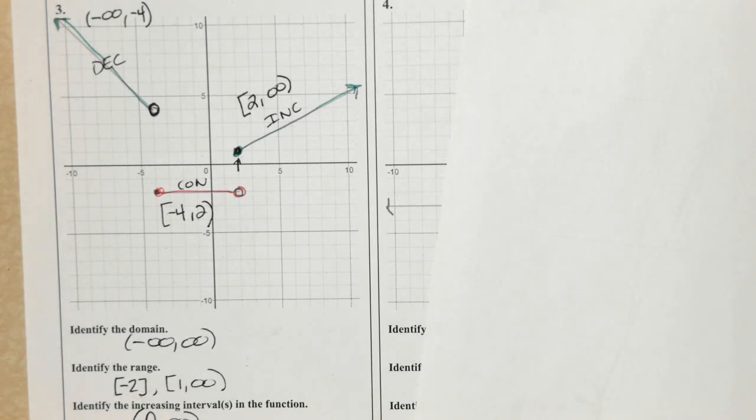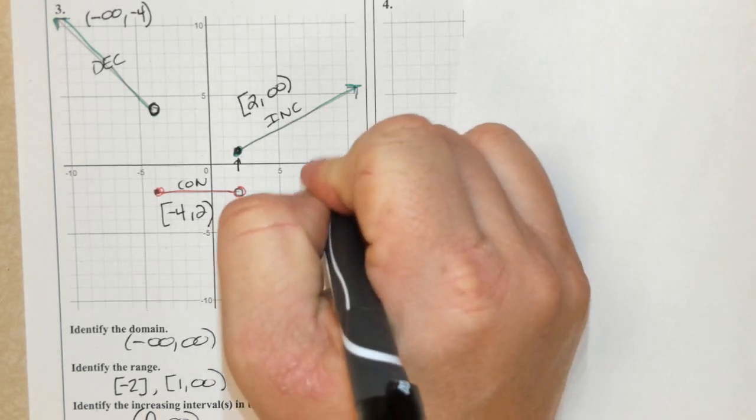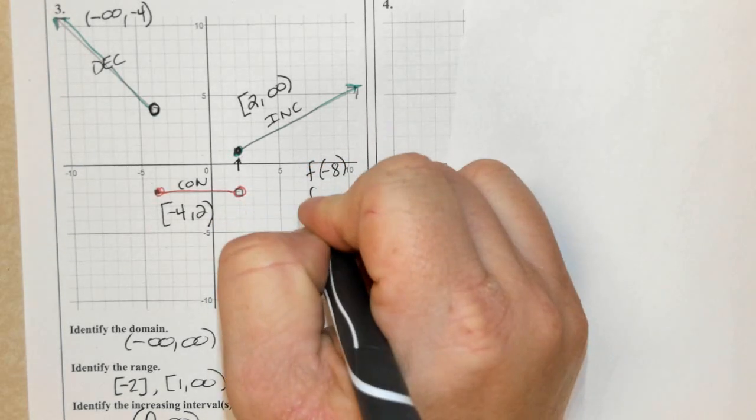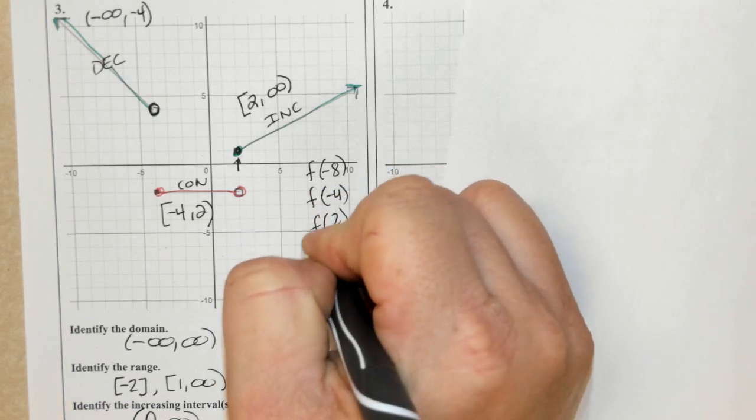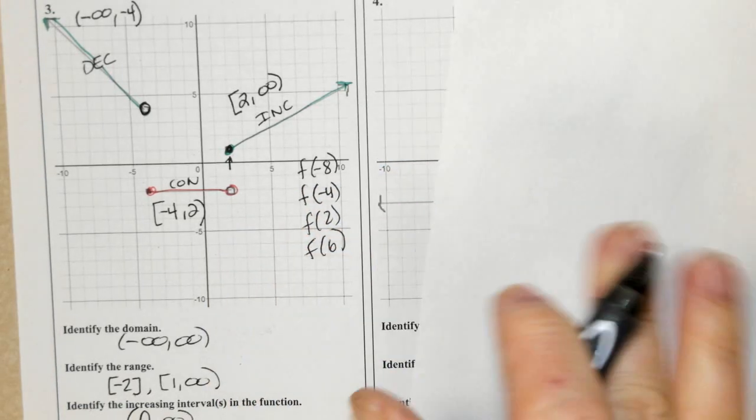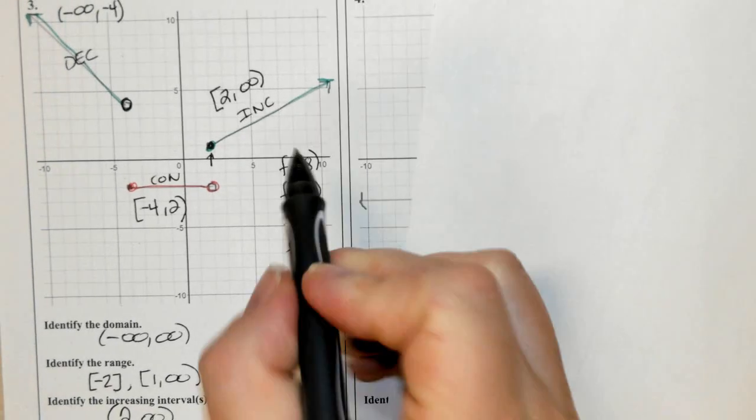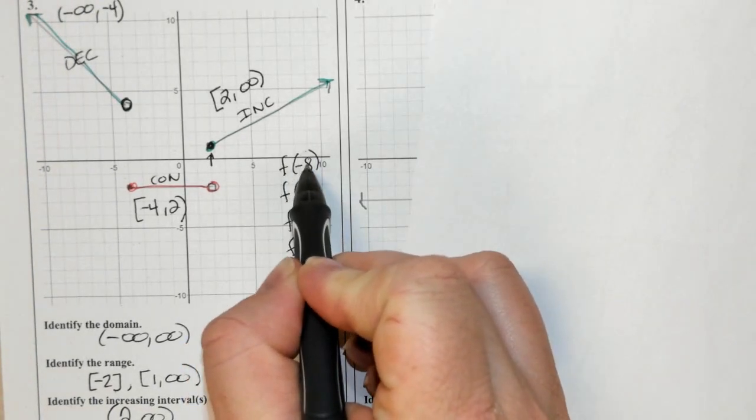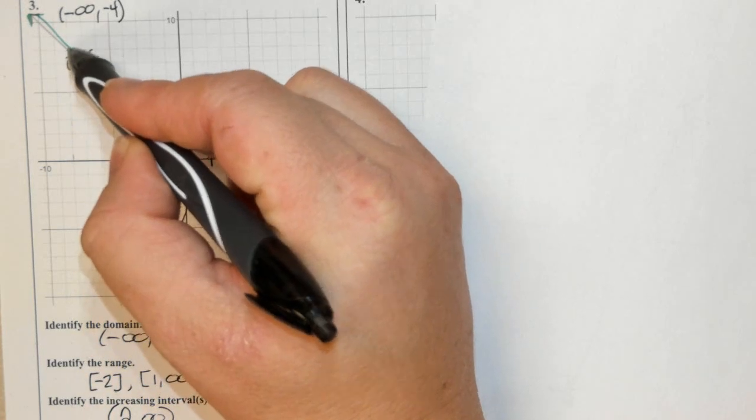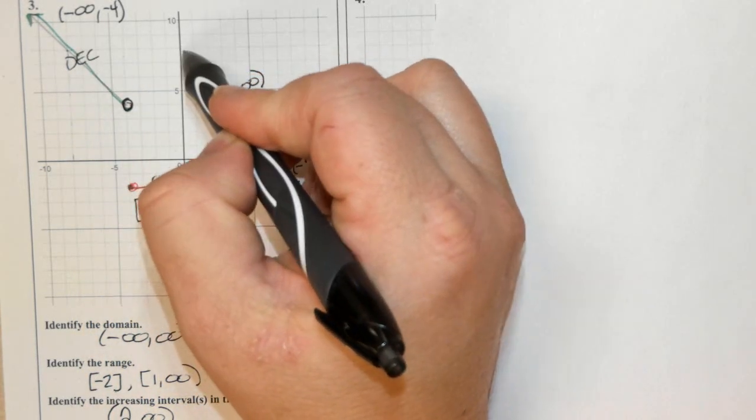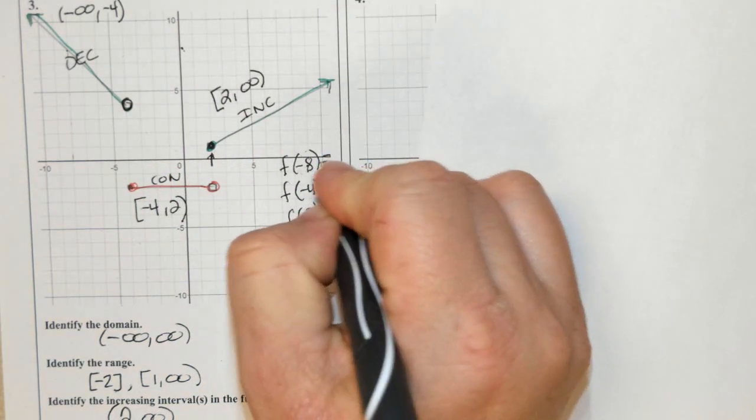Okay, the next ones, I'm going to write them up here so we can see them a little bit easier, would be to evaluate f of -8, f of -4, f of 2, f of 6. So what does this mean? You're going to go to where x is -8, and you go up and down until you hit the graph. That's the input value. The output value is +8.